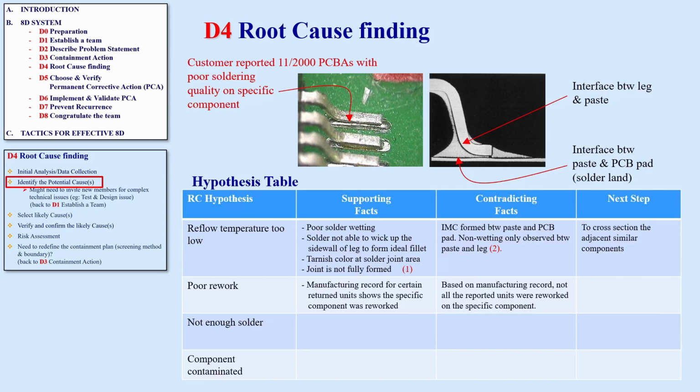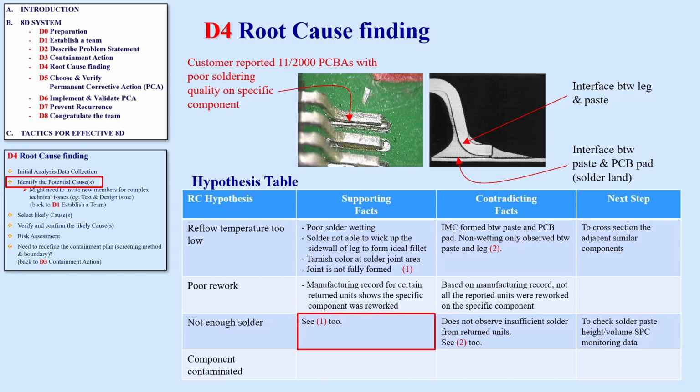While for the third hypothesis, not enough solder, the supporting and contradicting facts could be the same as low reflow temperature. On top of that, the additional contradicting fact is that we did not observe insufficient solder from returned units. To buy more confidence in ruling out this hypothesis, we can trace back the SPC monitoring data to confirm the solder paste height or volume is sufficient.